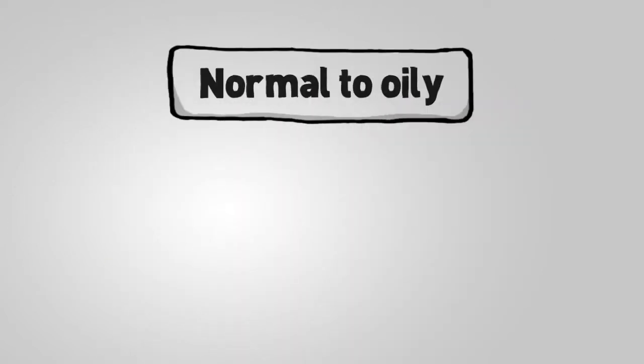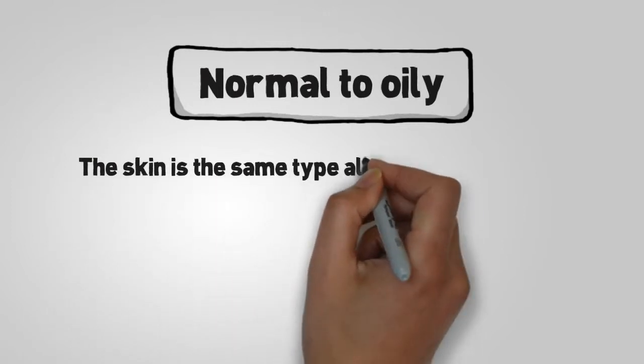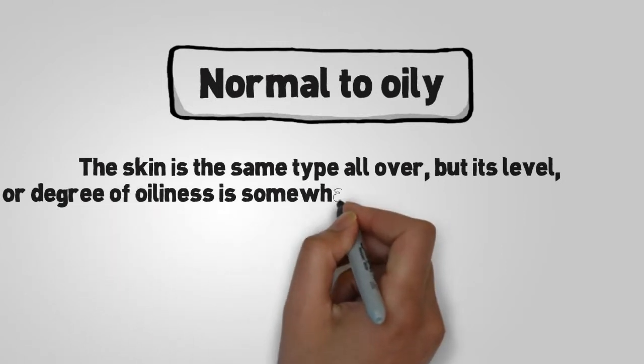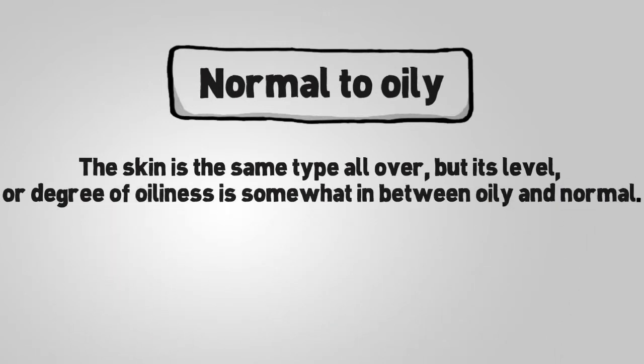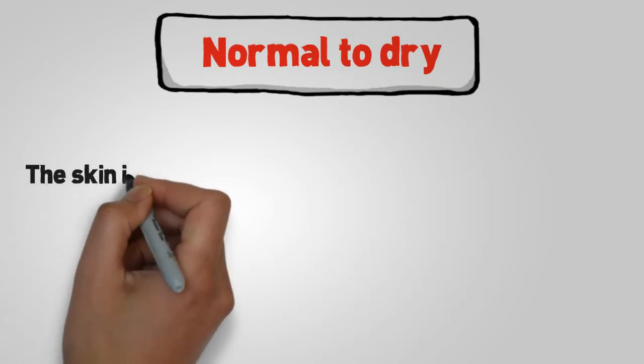Normal to oily, on the contrary, implies a degree. The skin is the same type all over, but its level or degree of oiliness is somewhat in between oily and normal, perhaps in the process of changing from oily to normal. So too, normal to dry implies a degree.